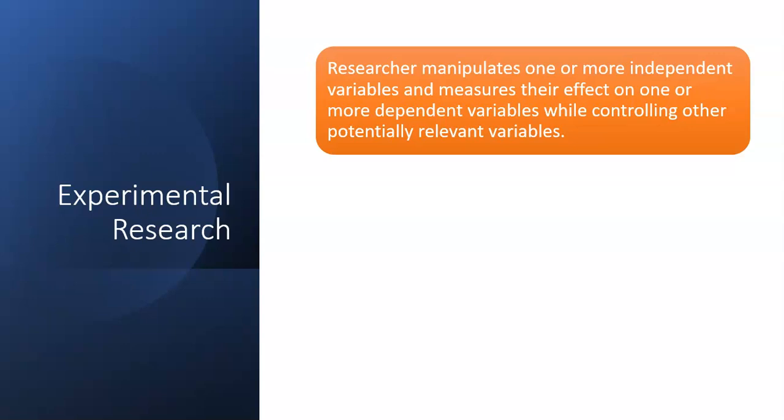Basically, researchers who are conducting experimental research are going to have a variable that they believe has a causal impact on some other variable or a set of variables. And we refer to that presumed causal variable as an independent variable. And what you do as the researcher is you manipulate one or more of those independent variables and then measure their effect on your outcome variables of interest.